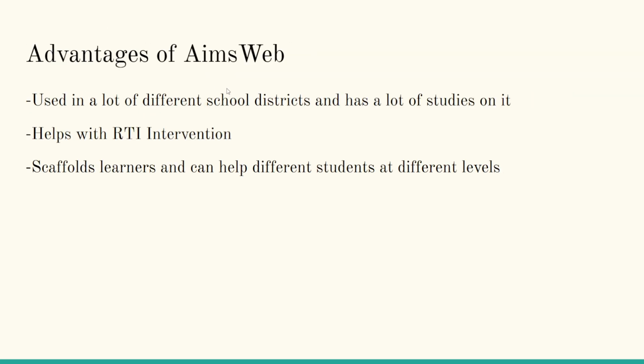So some of the advantages of AIMSweb: it's used in a lot of different school districts, so there's a lot of data on it. It's used in my school district. It helps with RTI interventions, so whenever we're looking at whether or not we should pull a kid out, it tells us, well, this kid's struggling compared to the rest of his class, and we need to really help him catch up.